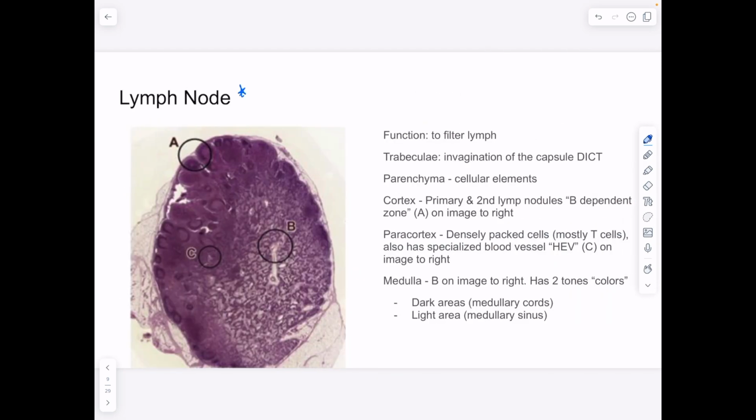So this is a lymph node, also a secondary lymphatic organ. Its function is to filter lymph. It does have an invagination right here of the capsule downwards, and we call this the trabeculae or trabeculum, and it's from dense regular tissue of the capsule. Then we have our parenchyma, which is the name for the cellular elements of an organ.